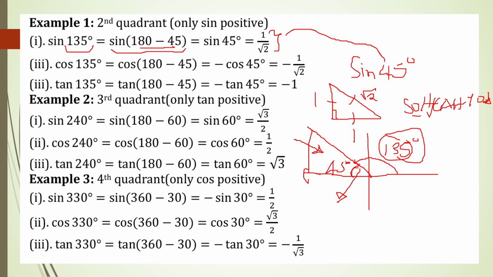In this second quadrant, only sine is going to be positive, and the other trig functions, cos together with tan, are going to be negative.